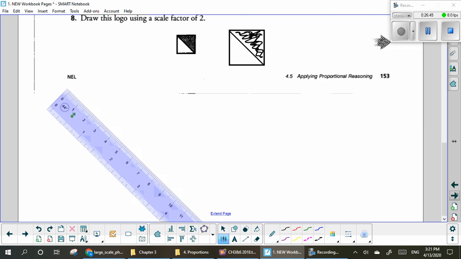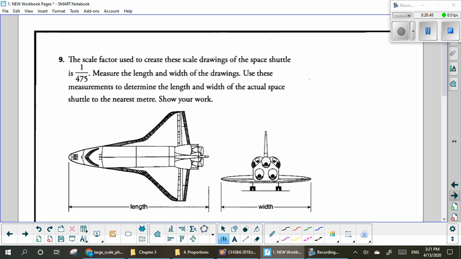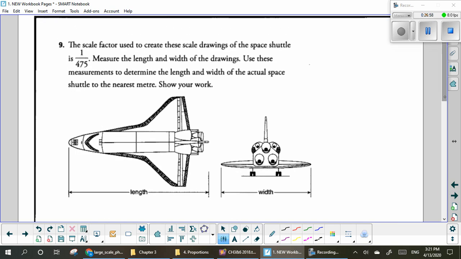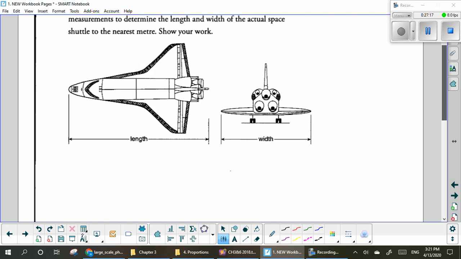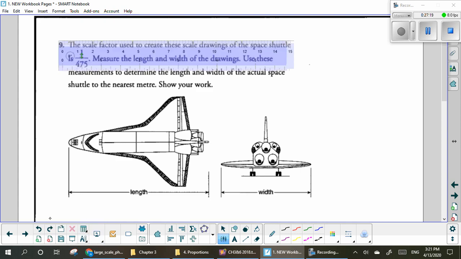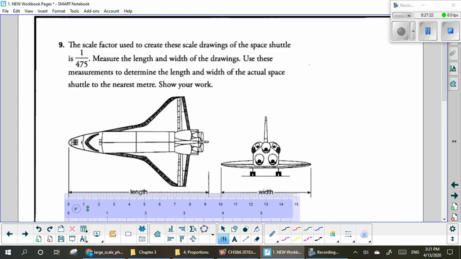All right. Moving on to the next page, we have a space shuttle. The scale factor used to create these scale drawings of a space shuttle is 1 to 475. So that means on this picture, 1 unit, whether it's 1 centimeter or 1 inch, is 475 centimeters or inches in real life. It says measure the length and width of the drawing. Use these measurements to determine the length and width of the actual space shuttle to the nearest meter. So I'm going to need my ruler again. Let me just get another one. Here we go. I have a length.